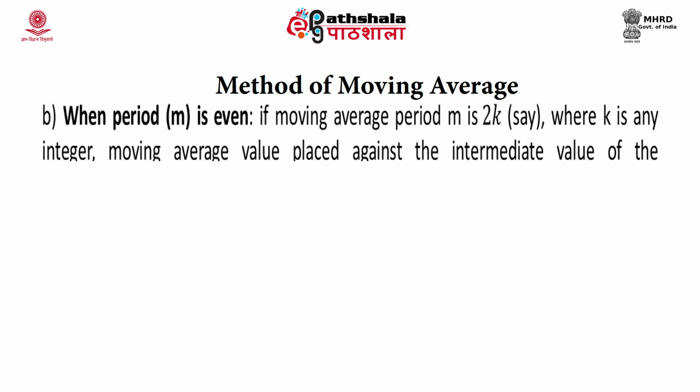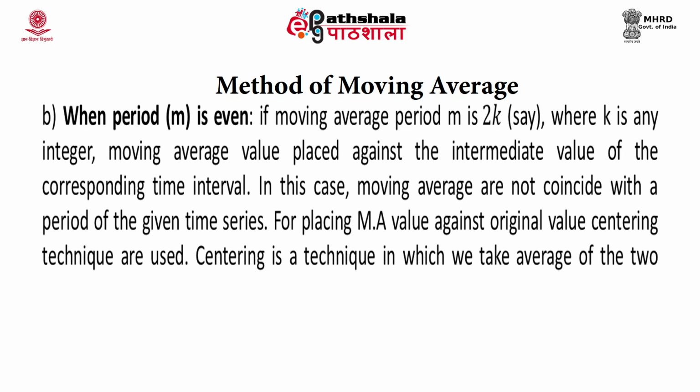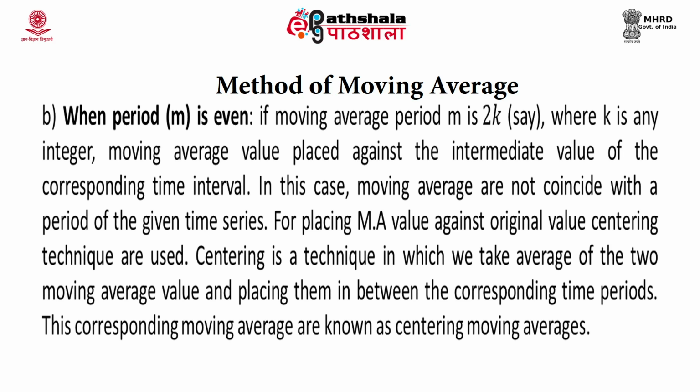When m is even, that is, if the moving average period m is 2k, the moving average value is placed against the intermediate value of the corresponding time interval. In this case, moving averages do not coincide with the periods of the given time series. To place moving averages against original values, the centering technique is used. Centering is a technique in which we take the average of two moving average values and place it in between the corresponding time periods. These are known as centered moving averages.